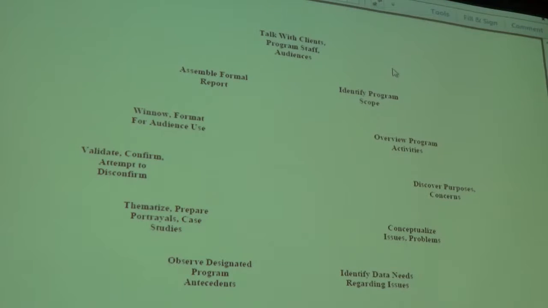So first you start with clients. You identify program scope, right? So what aspects of the program? Is it going to be a comprehensive overview of the program and service? If so, then what does that actually entail? Or is it going to be a very narrow assessment? Are you going to look at certain aspects of the program?